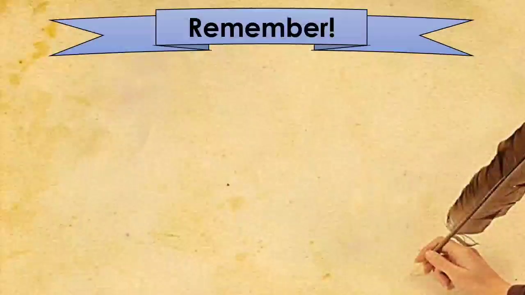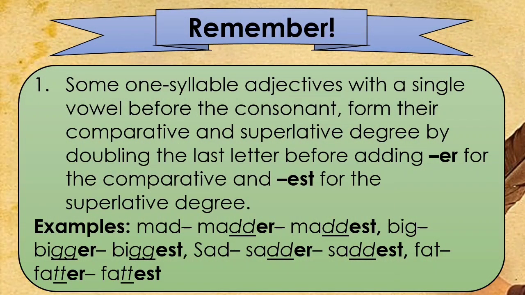Now remember this. Some one-syllable adjectives with a single vowel before the consonant form their comparative and superlative degree by doubling the last letter before adding er for comparative and est for the superlative degree. Examples are mad, madder, maddest, big, bigger, biggest, sad, sadder, saddest, fat, fatter, fattest.